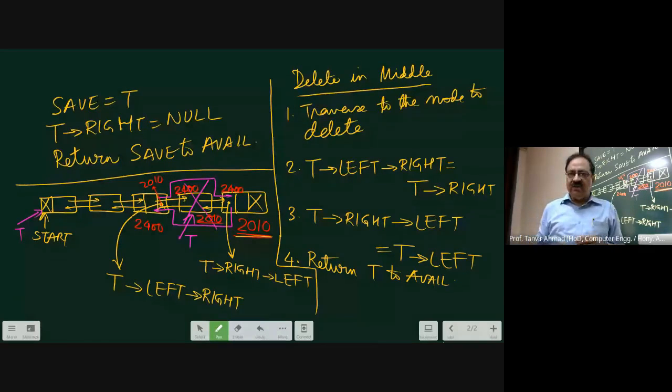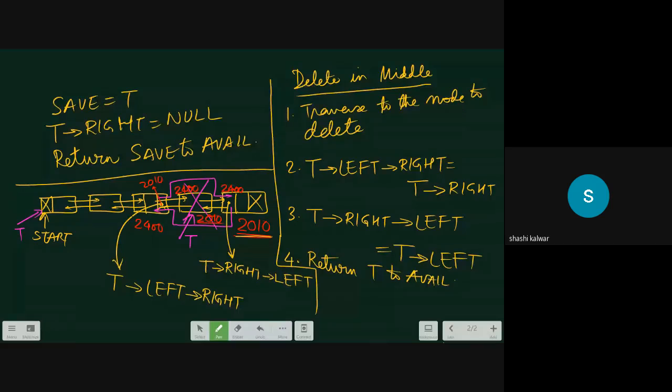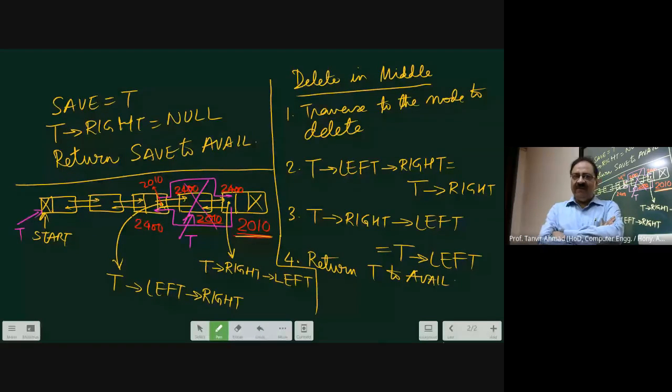Any more questions? Sir, yesterday you gave one question. Sir, delete a node in the circular linked list at the end with constant time. How to do that? Okay. Let me check that. Anyone wants to ask any more questions?